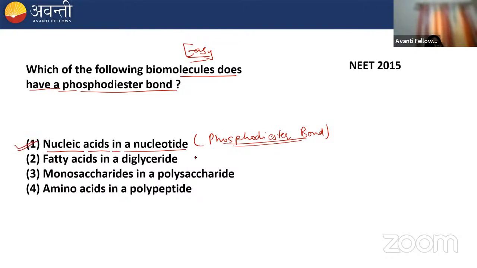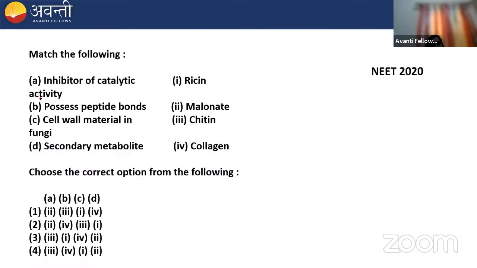Fatty acid in a diglyceride: a diglyceride consists of 2 fatty acids plus 1 glycerol. Triglyceride is 3 fatty acids and 1 glycerol. Monoglyceride is 1 fatty acid and 1 glycerol. The bond is an ester linkage. Monosaccharide in a polysaccharide, glycosidic bond. Amino acid in a polypeptide, peptide bond. Remember all the bonds. Moving to the next one.